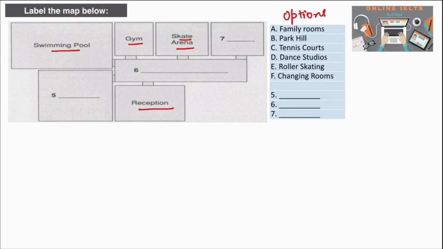Now what we have to do, from 5th to 7th question, you need to understand that options from A to F are given for questions 5 to 7. I'll play the audio now.